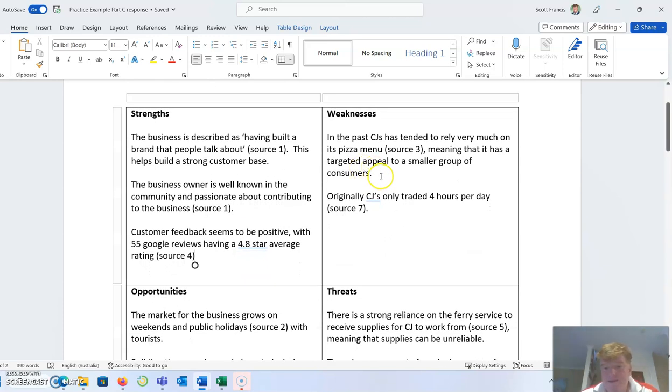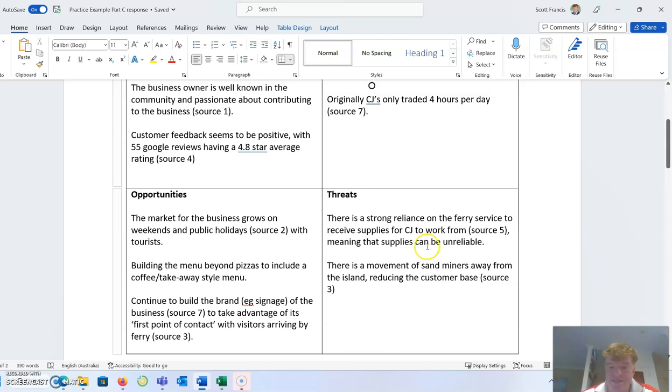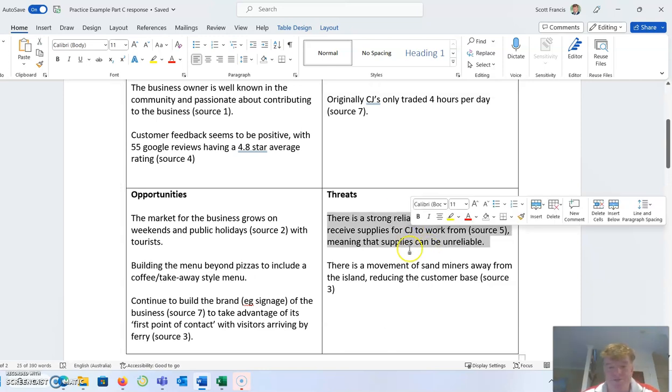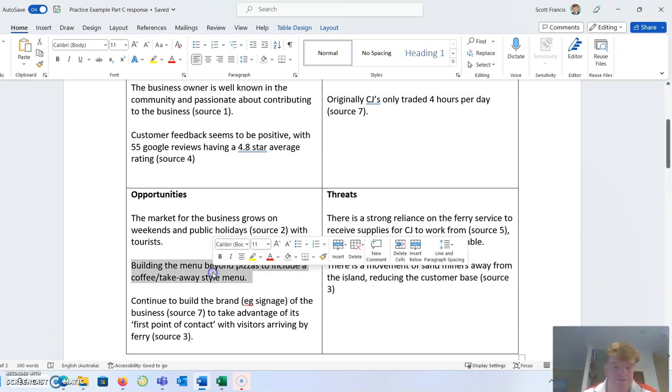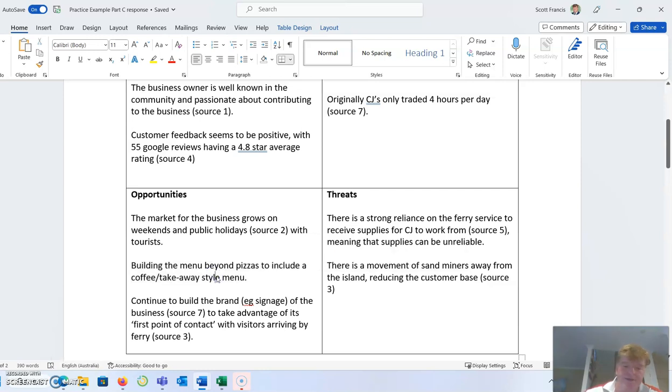A weakness, we've gone to something around products or services, very much relying on its pizza menu. So you've only got pizza being more of a dinner meal, a small targeted customer base. Threats: the suppliers all come through the ferry. What's going to happen if supplies get interrupted? In this case, we didn't go into any details, but for other businesses you might think about building some capacity to have extra storage in case the ferry can't get there for a few days or something like that. An opportunity was something that was hinted at: build these menus beyond just the pizza.